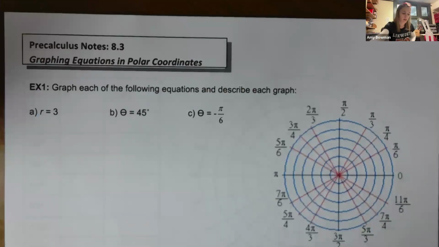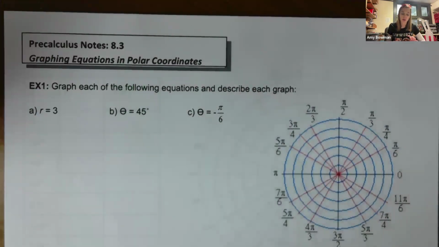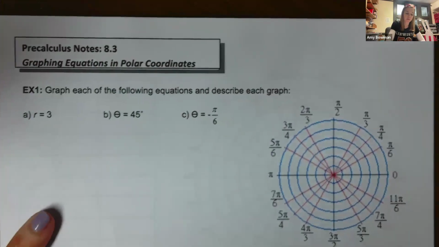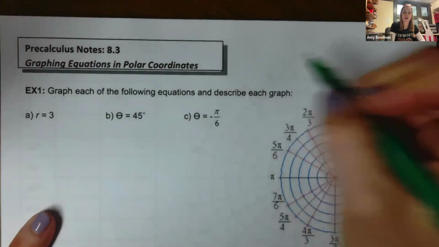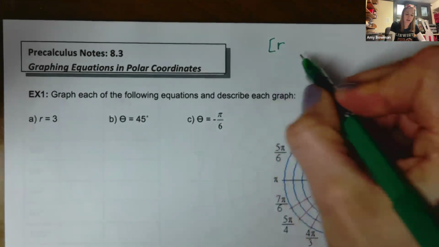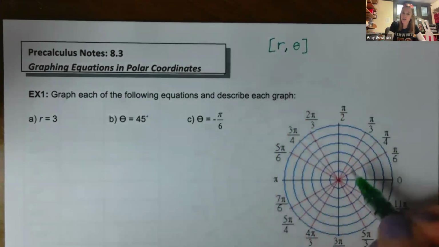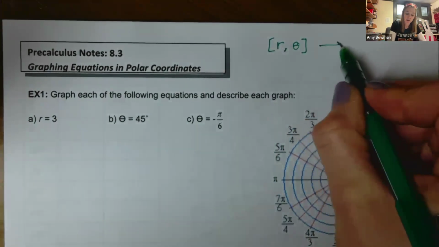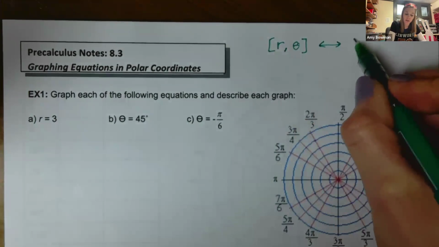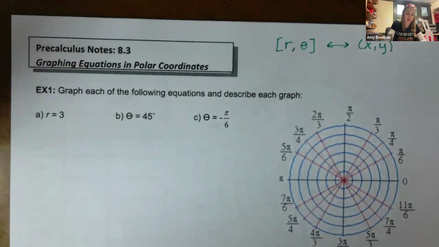Okay, hi y'all. Today we are going to walk through 8.3, which is graphing polar equations. So last class, if you remember, what we did was just focus on graphing points. We learned that on a polar coordinate system, we are graphing r and theta. We also learned how to go back and forth between rectangular coordinates x, y and polar r and theta.